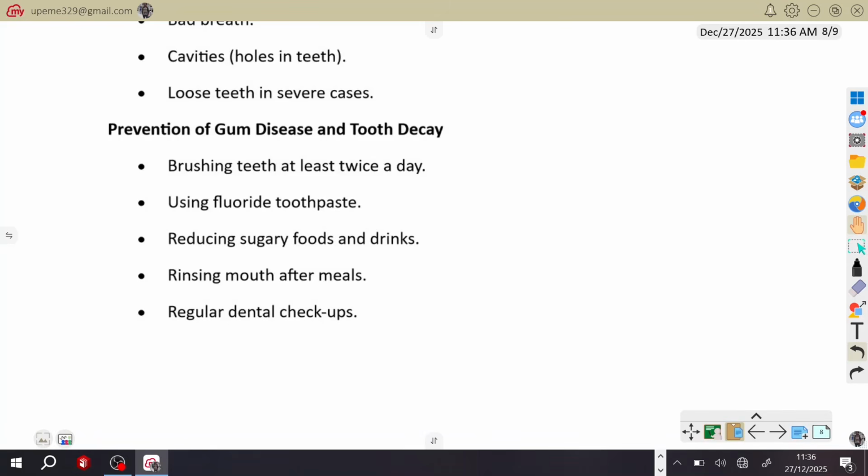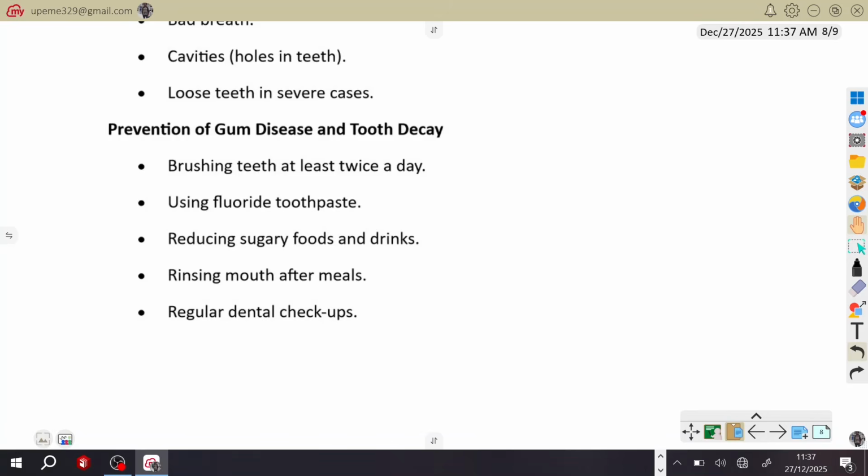Then number three, reducing sugary foods and drinks. So reduce eating sugary foods and drinks so that they may not contribute to that. Then number four, rinsing the mouth after meals. After you eat, then you rinse the mouth. Then number five, regular dental checkups. You go for regular dental checkups.